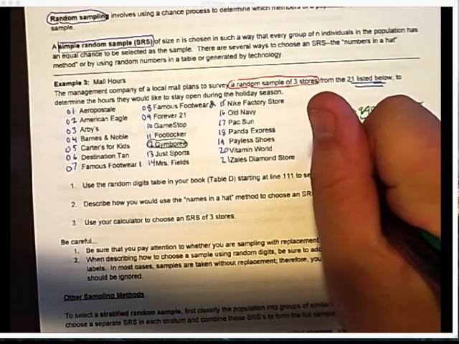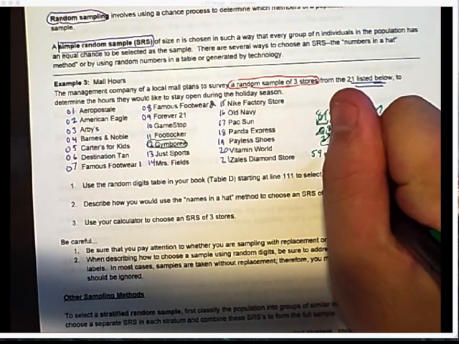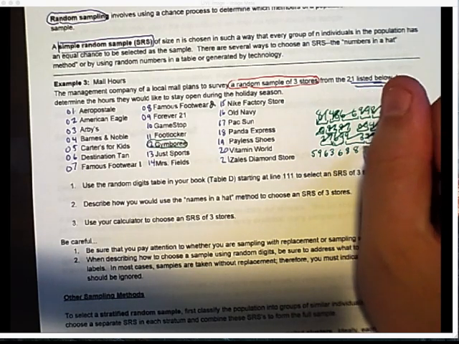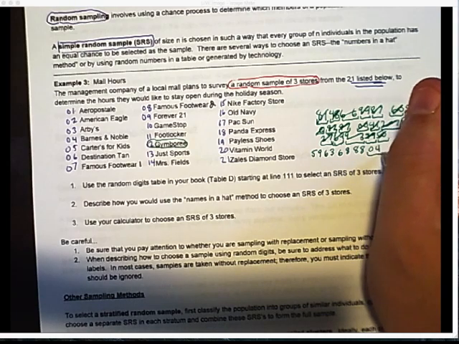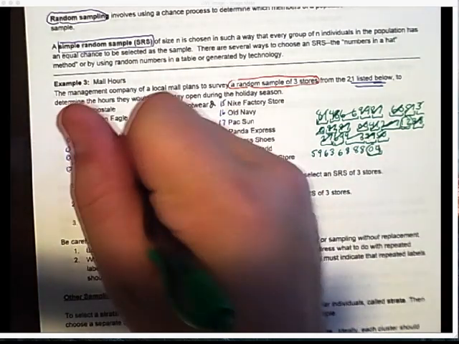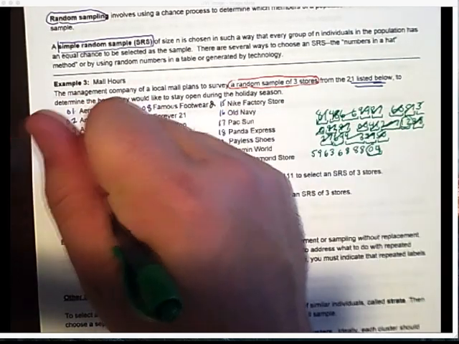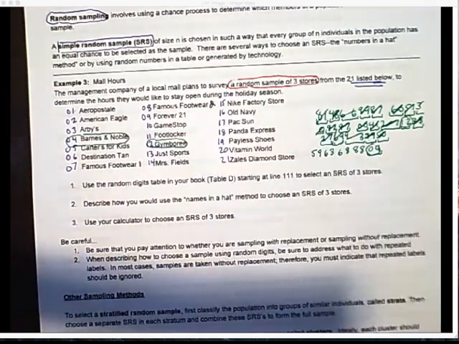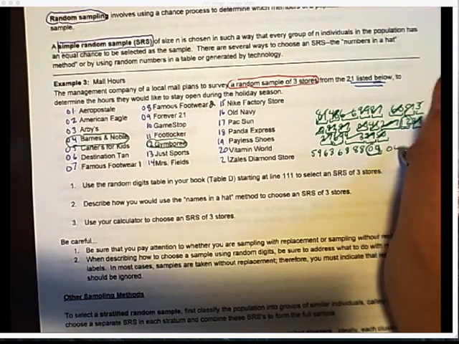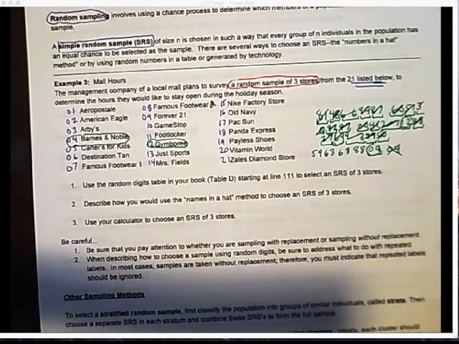All right, so the next row in my table, this is row 112, 59, 63, 68, 88, but then I do get a 4. I get 04. So that would be the next one I can use. 04, Barnes & Noble. Okay, Barnes & Noble is 4. And then there's another 4, but we've already chosen 4, so this is a repeat. So I'm going to eliminate that one.